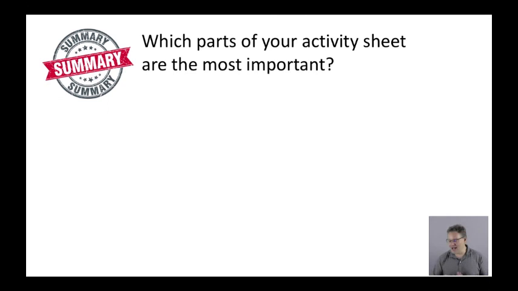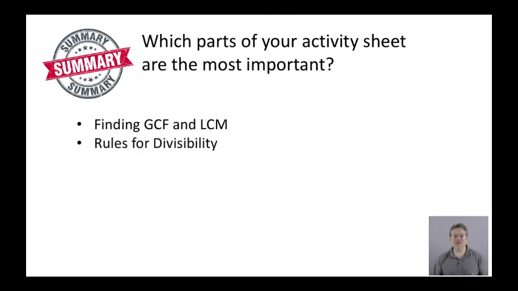Here's one technique. How do you find the greatest common factor and least common multiple? Where is that sitting on your activity sheet? Where can you find that information when you're studying for an exam? Another thing, what are the rules for divisibility? Dividing by 3, dividing by 5, dividing by 4, by 6, by 10. Where are those rules of divisibility stored? Find those and mark those.